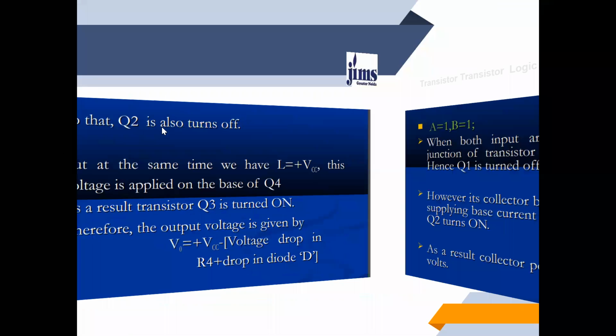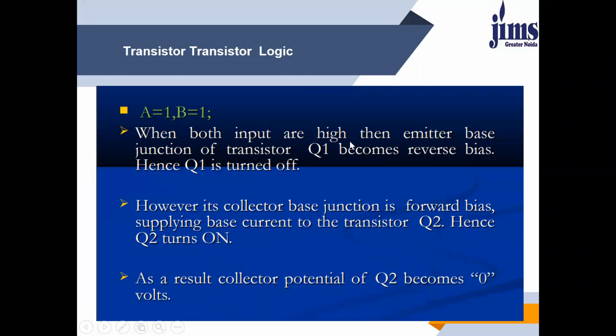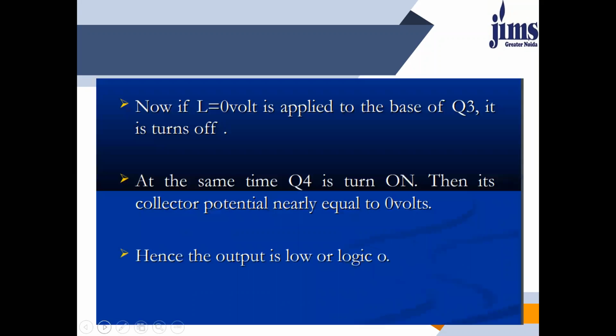Whenever the inputs are 1 and 1, both inputs are high, then the emitter-base junction of transistor Q1 becomes reverse biased, and Q1 will get off. However, the collector-base junction is forward biased to supply the current to Q2 to become on. As a result, the collector potential of Q2 will be 0 volts. This will be applied to Q3, so it will get turned off. At the same time, Q4 will be on, so its collector potential will be equal to 0. So in this way, we get the low output.